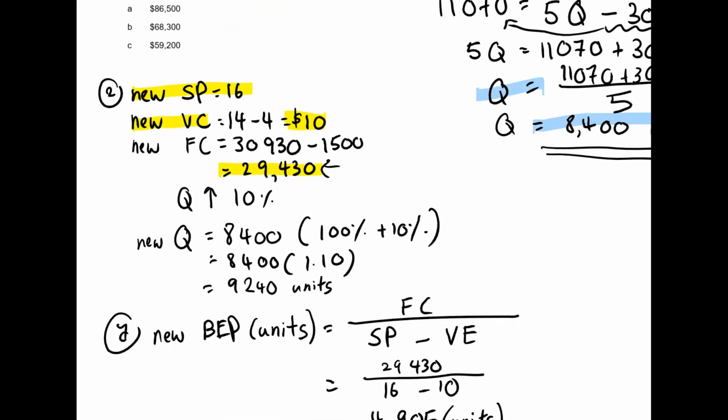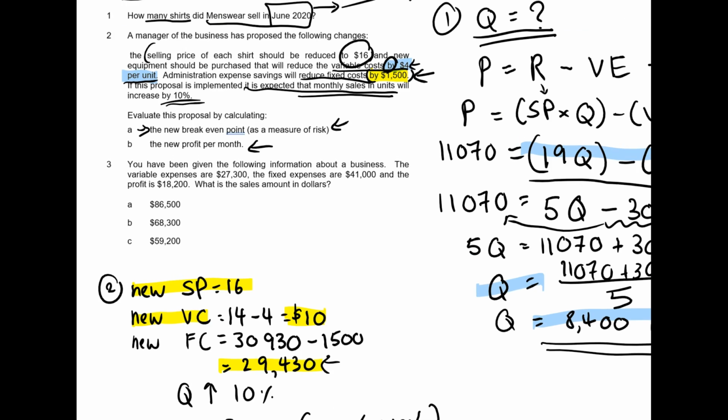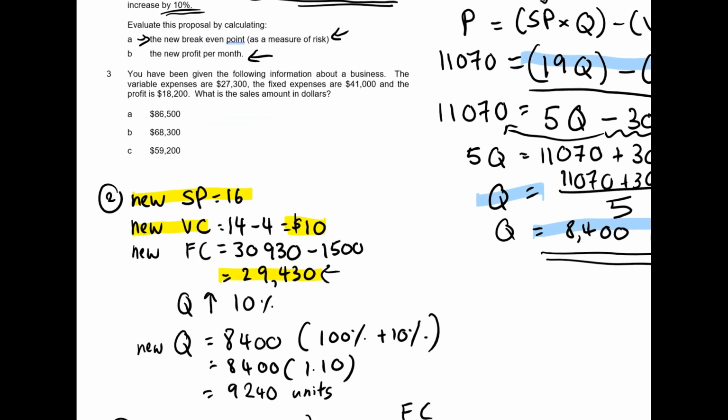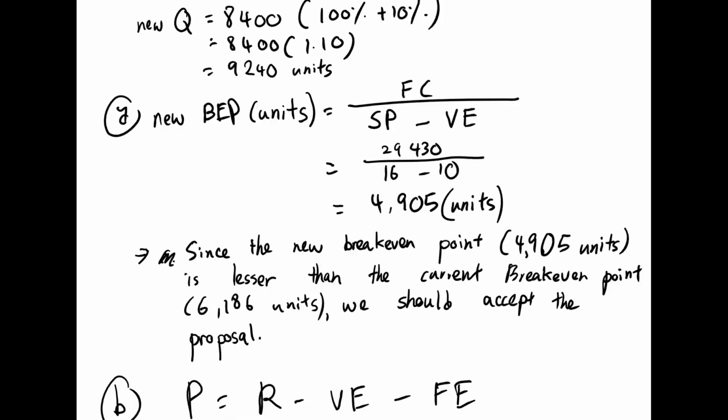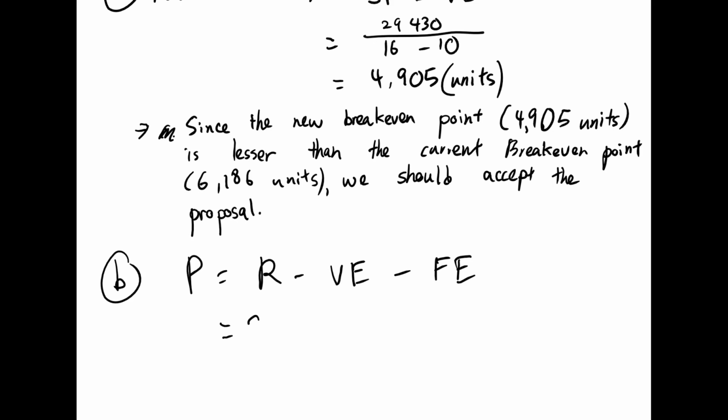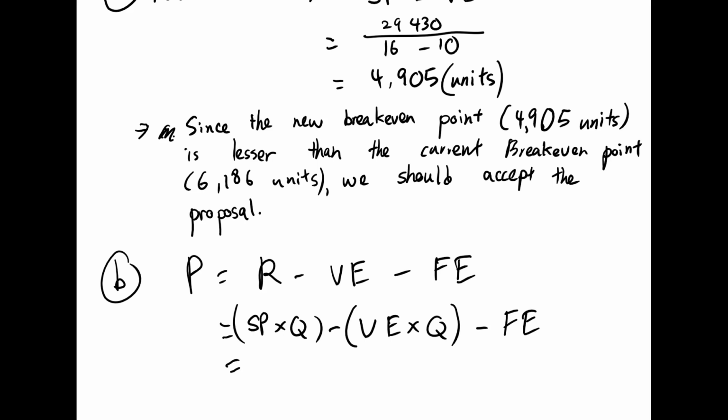Okay, now for question B, they ask for the new profit. They ask for the new profit per month. Okay, so your profit, same thing, equals revenue minus variable expense minus fixed expense. So your revenue equals selling price times quantity, variable expense equals variable expense times quantity, minus your fixed expense. So profit equals selling price.